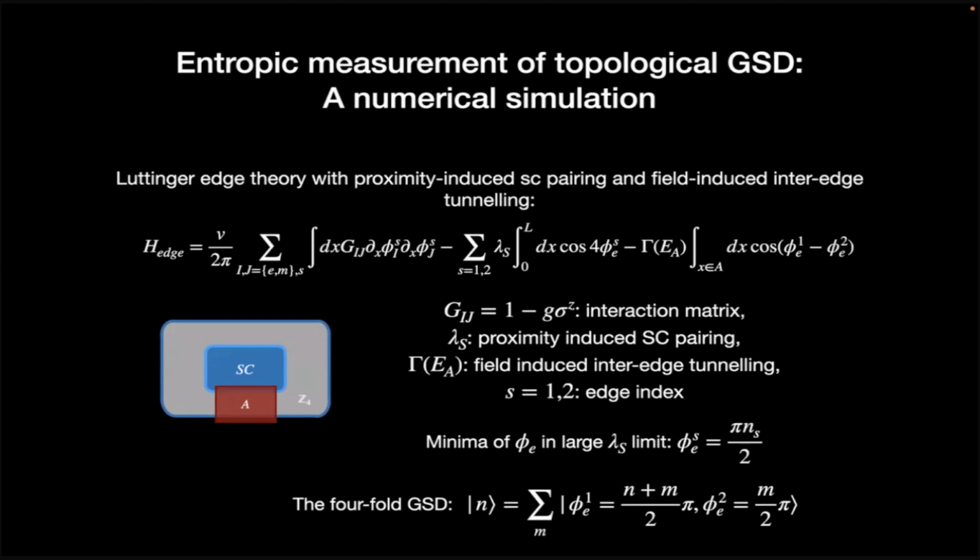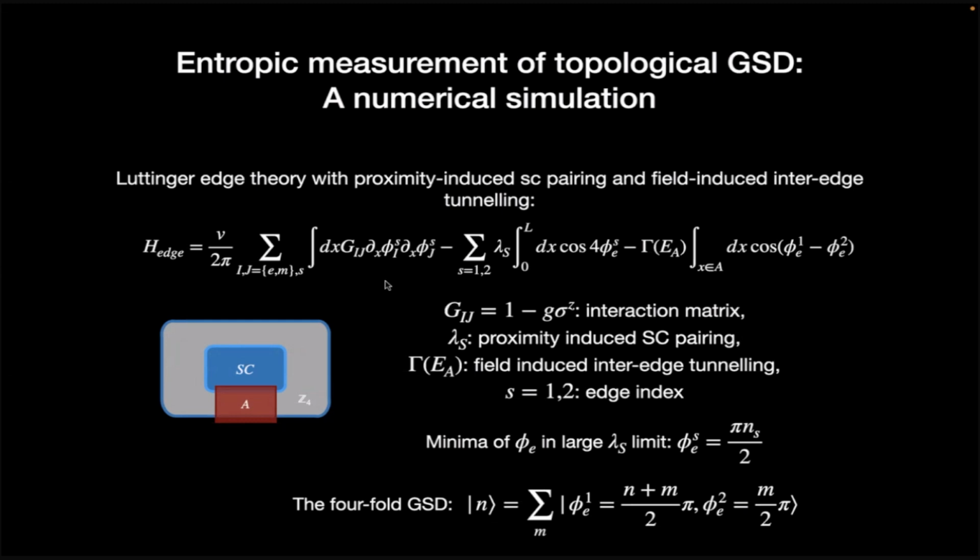So here, we did a numerical simulation of this entropy measurement. We only focus on the Z4 order because we have a Luttinger liquid description of this Z4 order. If we add the proximity-induced superconducting pairing term and also the electric field-induced inter-edge tunneling term, we don't know the exact dependence of the coefficient on the electric field, but we only care about when the electric field is large enough so that the topological order is trivialized.